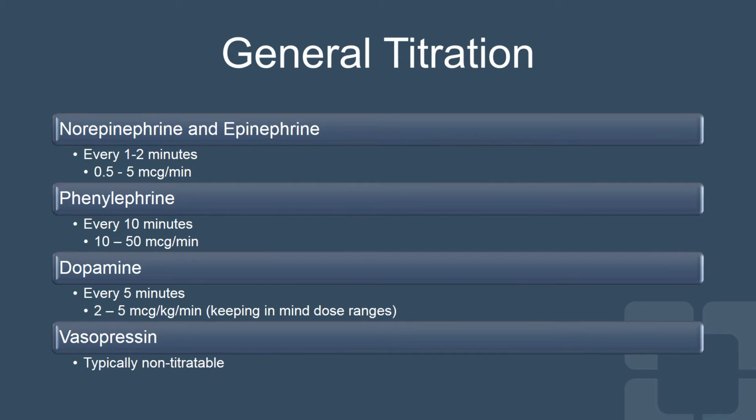For a general titration, all in one slide, I have norepinephrine and epinephrine. We're titrating every 1 to 2 minutes. Phenylephrine every 10 minutes. Dopamine every 5 minutes. And vasopressin, again, is typically non-titratable.